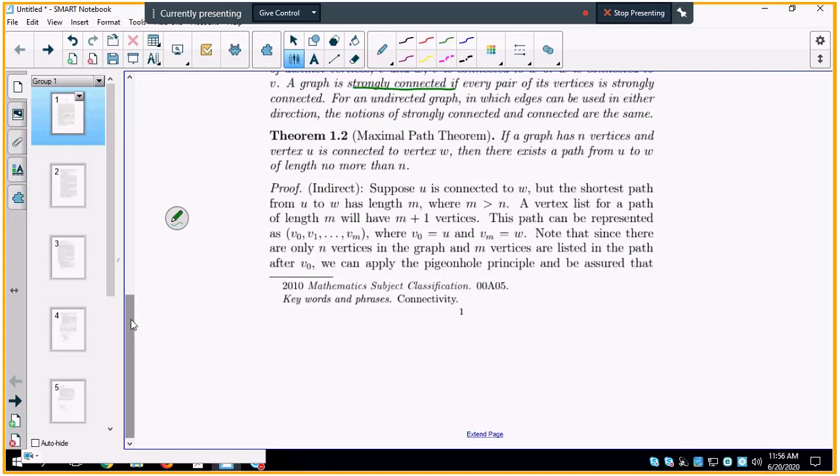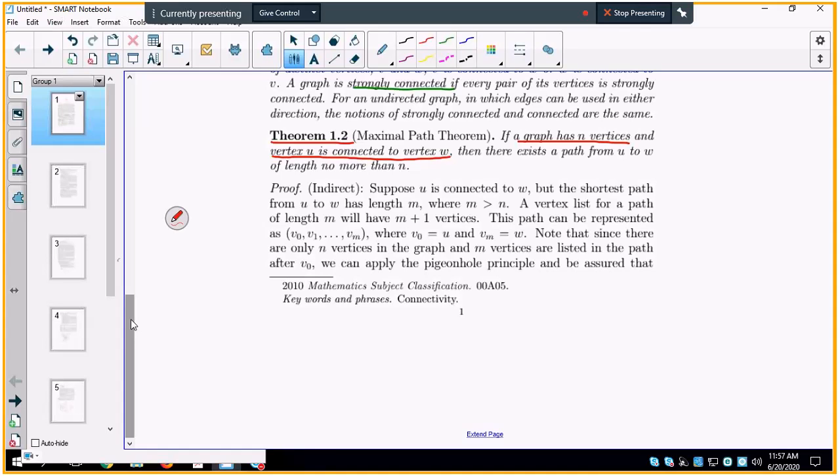So you'll see a theorem here, which is the maximal path theorem. If a graph has n vertices and vertex U is connected to vertex W, then there exists a path from U to W of length no more than n. So what are we assuming here in this theorem? We're first assuming that the graph has n vertices. We're also assuming that vertex U is connected to vertex W. So we know that there's a path. The theorem just tells us that the path cannot be longer than the number of vertices in the graph.